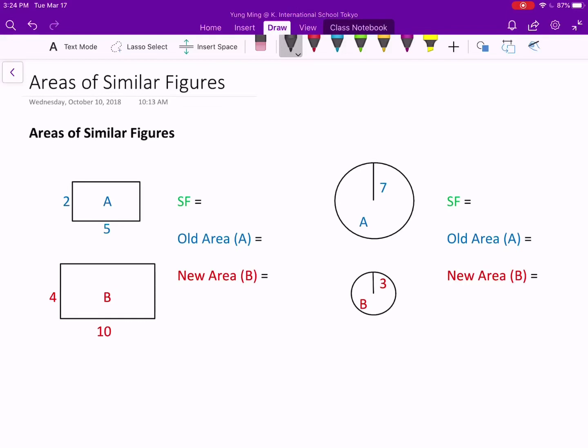Alright guys, welcome back. Today we're going to talk about areas of similar figures. We have been talking about similar triangles, similar figures, and scale factors of their length, but we have only been comparing the similar shapes in terms of their length. We haven't really looked at their area yet, so today we're going to take a closer look at the areas.